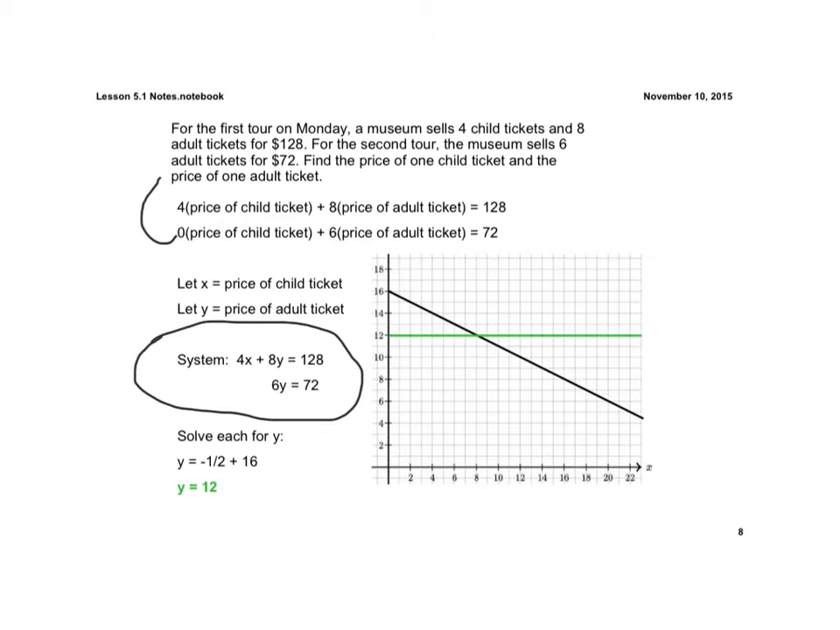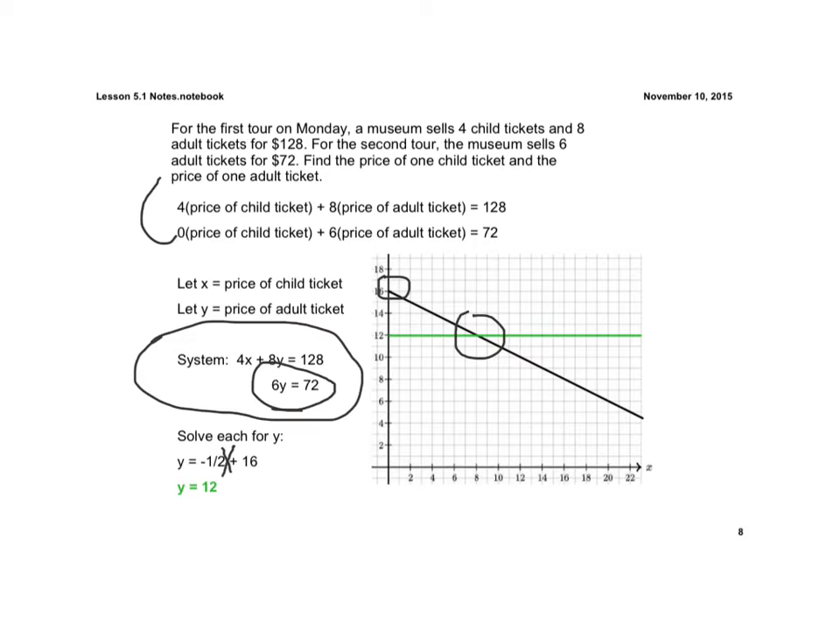If we want to solve this by graphing, we want to put them both into slope-intercept form. So again, the first one would end up being y equals negative 1/2 x plus 16. And the other one, because it just has the variable y, would just be y equals 12. Well, we graph these. So the first one has a y-intercept of 16 and goes down 1 over 2. And the second one is that horizontal line of y is equal to 12. And if you notice, they intersect right here.